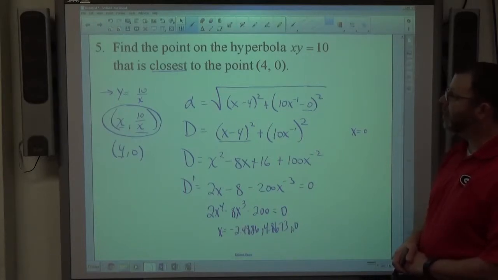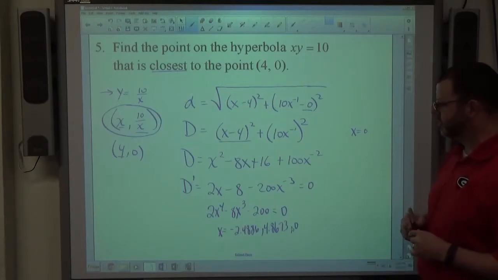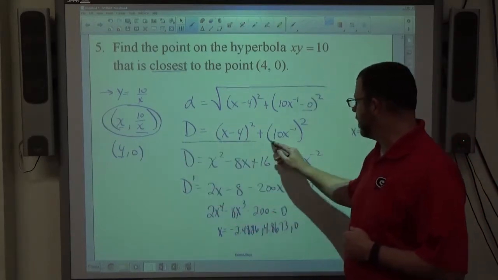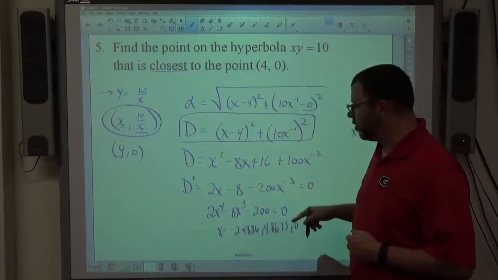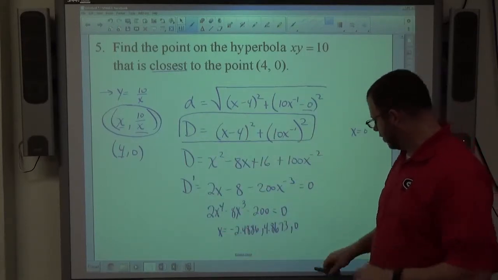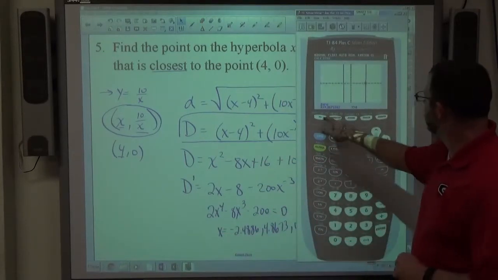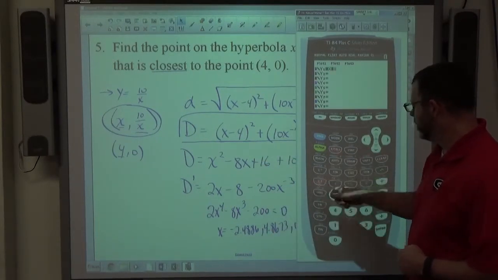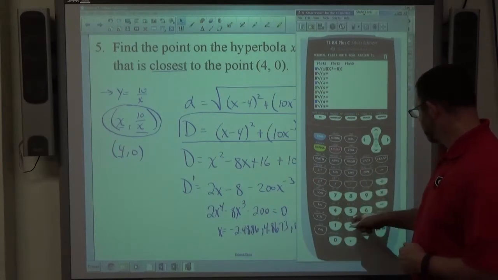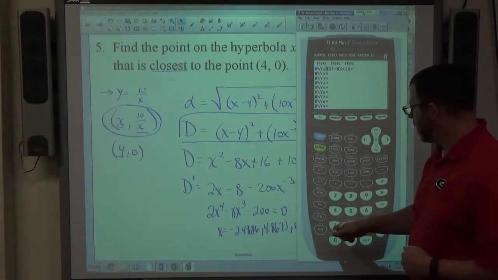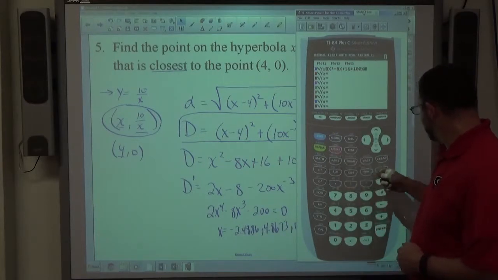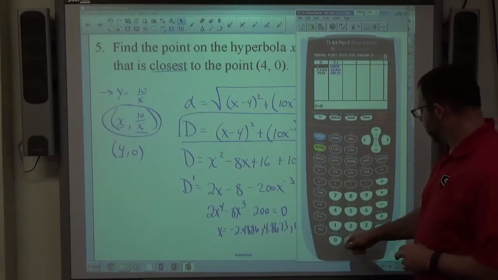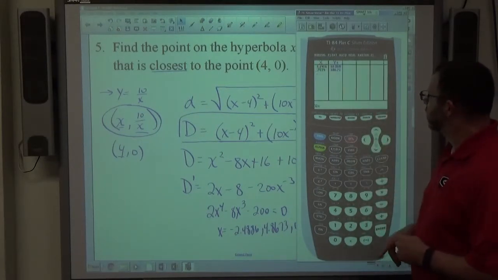We're trying to find the closest, so the absolute minimum. So the easiest way to do this would be just to take this expression, which we're trying to minimize, substitute these numbers in, whichever one gives us the smallest answer is the right answer. So I can do this one here, x squared minus 8x plus 16 plus 100x to the negative second power. Go to my table here. I can't put 0 in, it says error, so that's not the right answer.